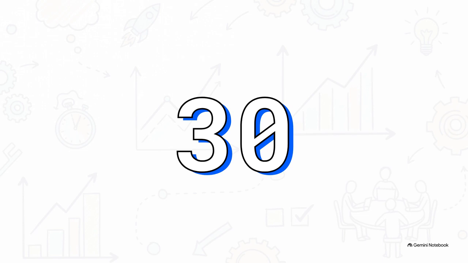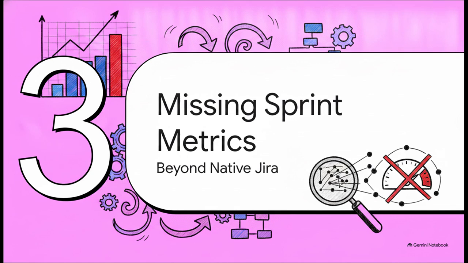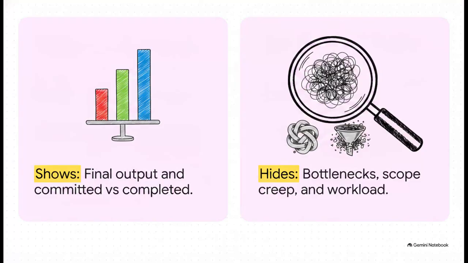Taking the 7-sprint average gives you a really honest, solid planning anchor. Section 3. The missing sprint metrics. Because honestly, looking only at that one velocity metric, not a great idea. See, there is a massive contrast between what velocity shows and what it hides.